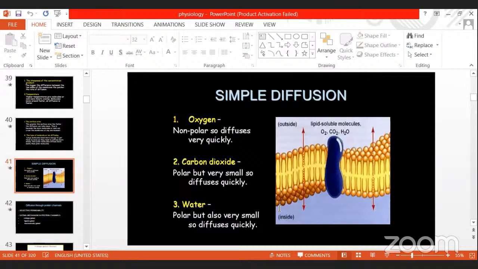About some substances: oxygen is non-polar, so it diffuses very quickly. Carbon dioxide, on the other side, is polar, but it is very small. Compared to oxygen, the carbon dioxide molecule is very, very small. The molecular weight is small, so it will diffuse very quickly. And water is polar, but it is very small. The weight is very small, so again it will diffuse very quickly.